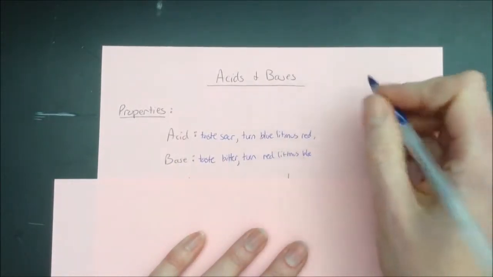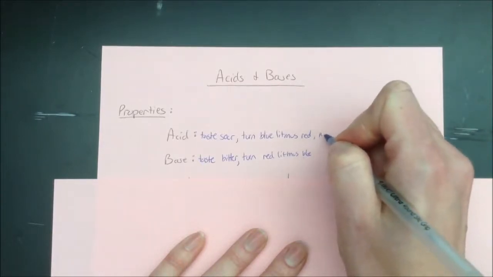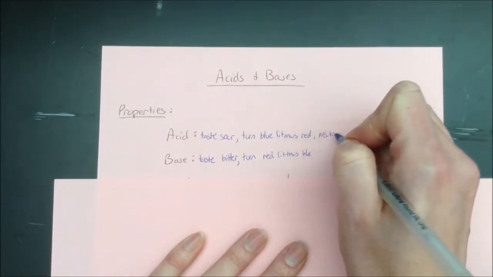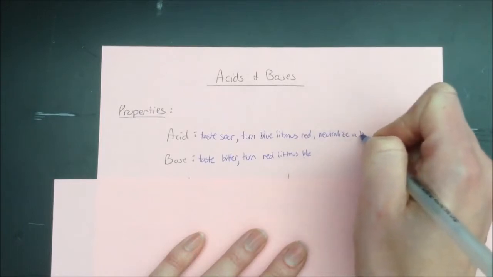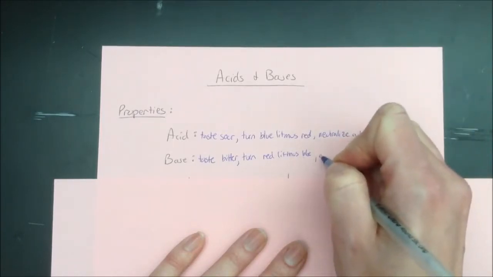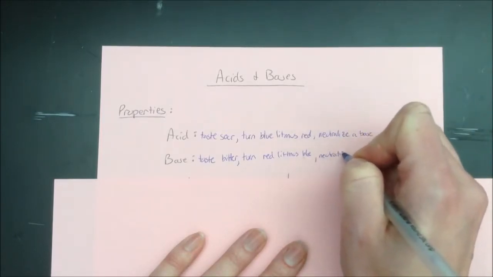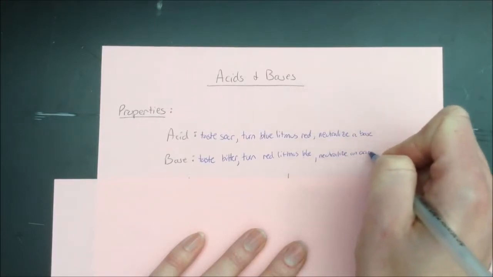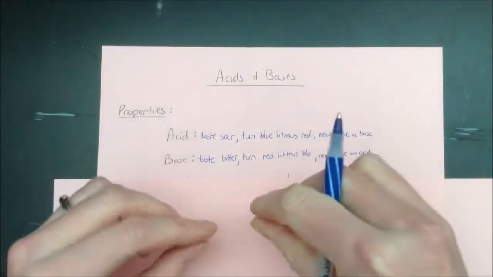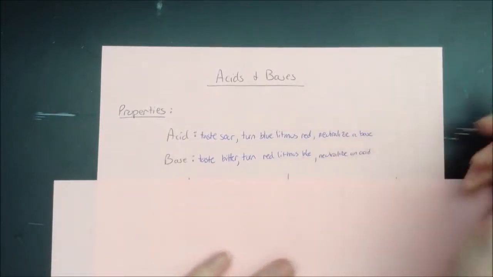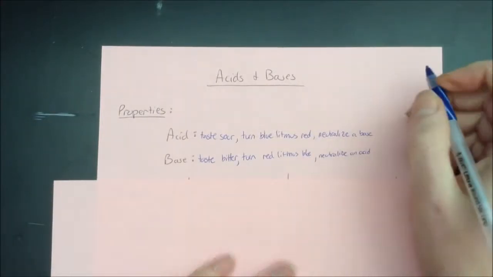Another thing that acids have in common with bases, sort of, is that an acid can neutralize a base, and a base can neutralize an acid. That means if you mix an acid and a base together, the solution that you get in the end will not be acid or base, but somewhere in between.